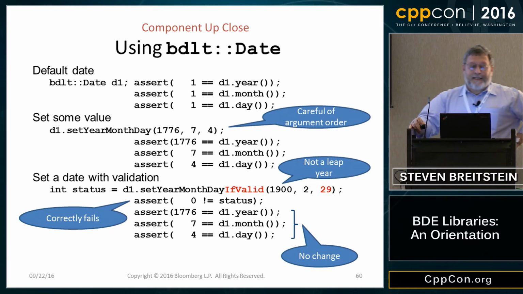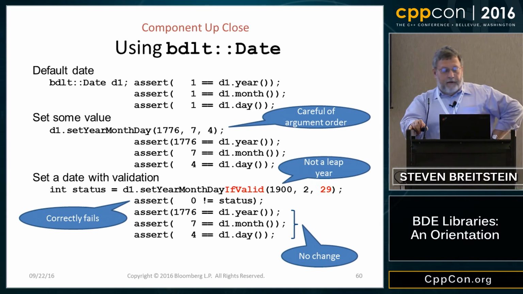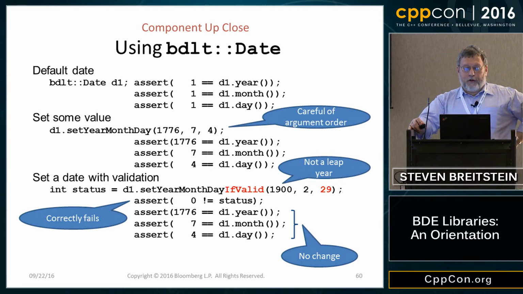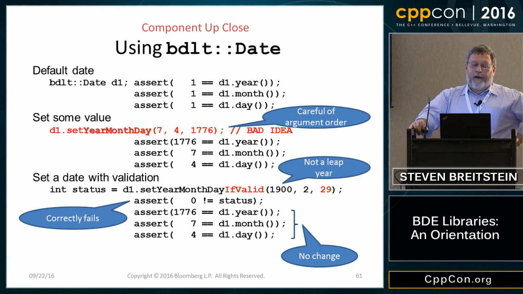Having a date, we can set the year, month, and date. Okay? Three integers, year, month, and date. Be careful of the order. What happens if you do this? Americans like to put the month first.